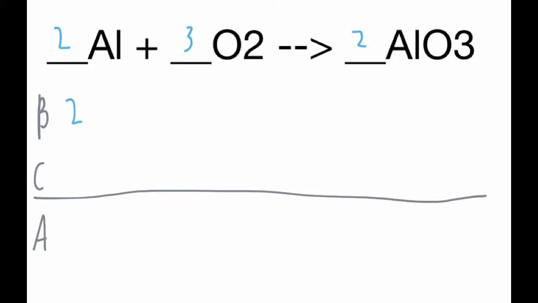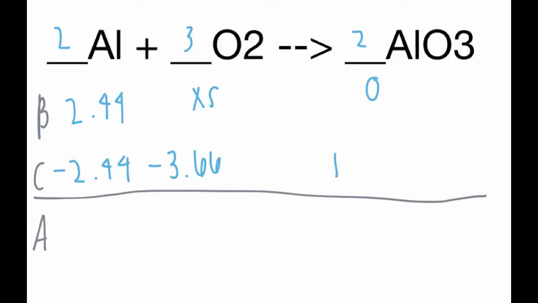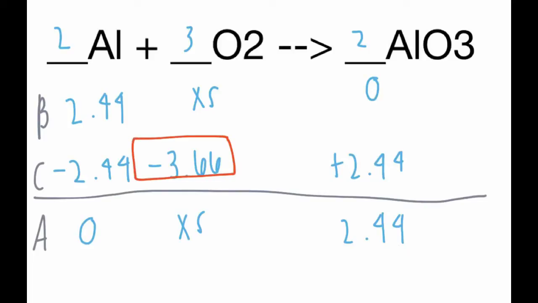So for aluminum, we are given 2.44, which is what we found earlier, for the starting amount. Then for oxygen, this will be excess, and then for AlO3, this will be 0. So we want to get rid of all of our aluminum, so we'll subtract 2.44. Then 2/3 of 2.44 is 3.66. We'll subtract that as well, and since this has the same proportion, we'll be adding 2.44. So then for our after, this will give us 0, our excess as well, and then this will be 2.44. Then as you can see, we finished with 3.66 for our oxygen.